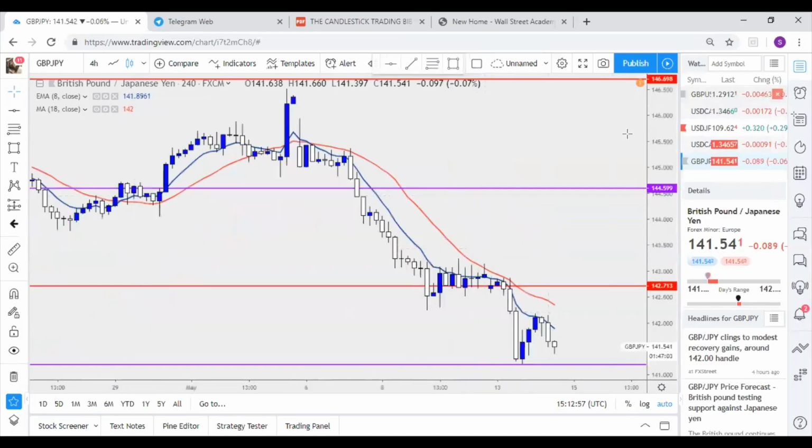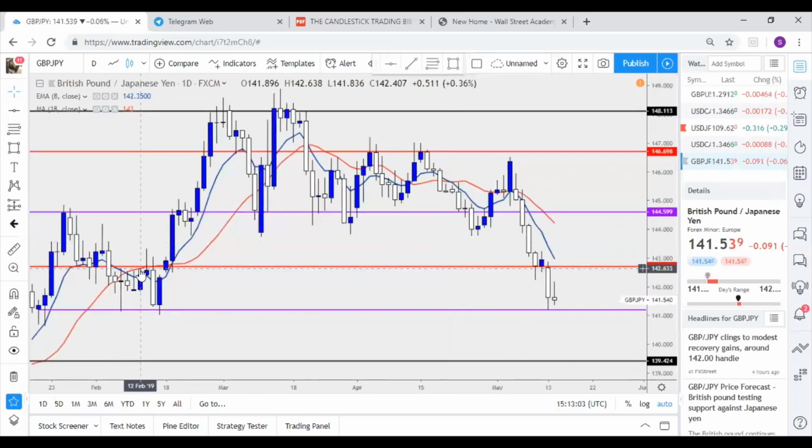When would be a time that you would pull out your fibs? I will pull out my fibs whenever I get a break of structure. The market has two types of moves: the market has impulse moves and the market has retracements. I'm pulling out my fibs at retracement levels.